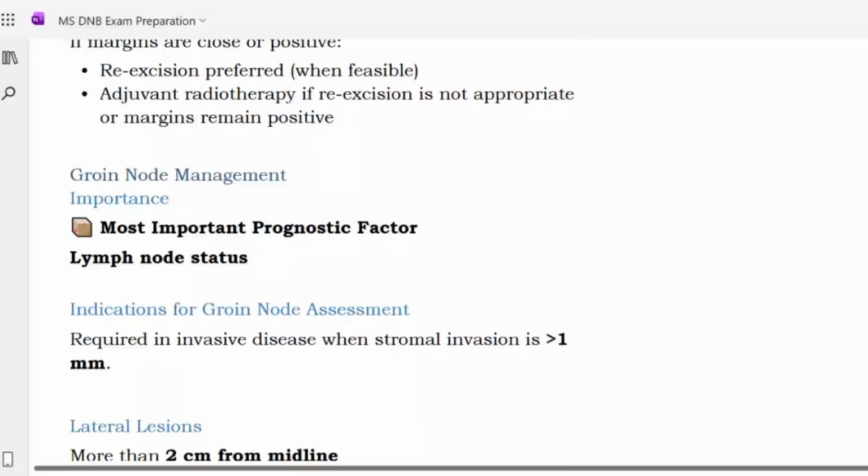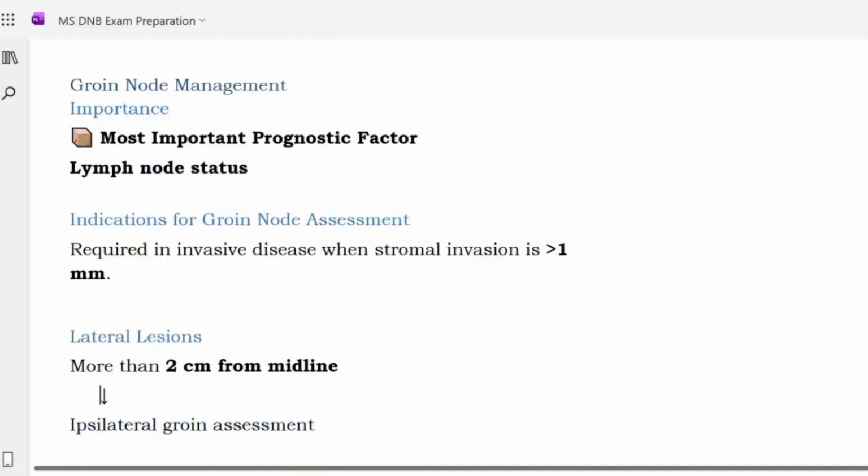Okay, so stage 1A you do not require, you just have to do the wide local excision, but from there onwards, at least sentinel lymph nodes you have to sample, and depending upon the sentinel lymph node finding, you will go for dissection.